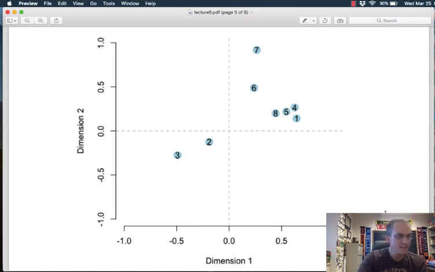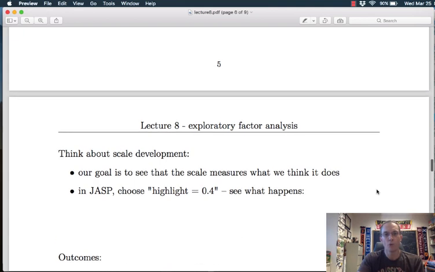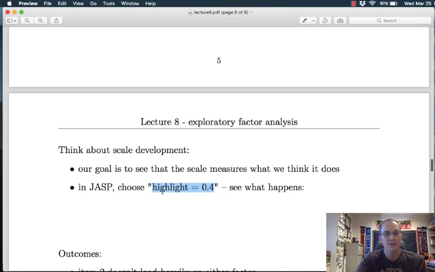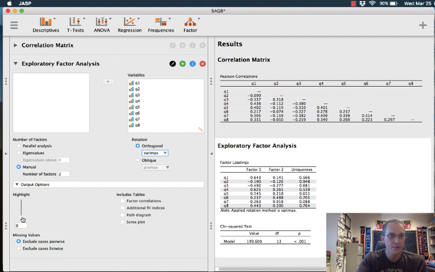Okay. So let's now think about our role as a scale developer, right? Let's go back to JASP. Our goal is to see that the scale measures what we think it does. JASP will help us see that a little bit better with a cool little option. Now, you'll remember at the very beginning of the factor analysis, I said, take that little highlight slider and scroll it down to 0. Well, let's now go back to the default. Let's go in JASP and let's choose highlight equals 0.4 and see what happens. So down here under output options, let's move this up to about 0.4.